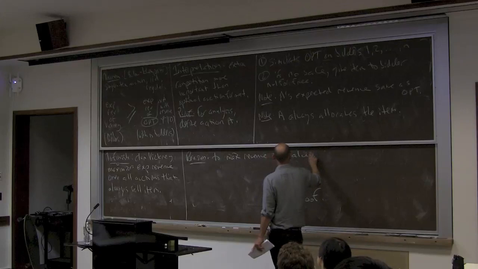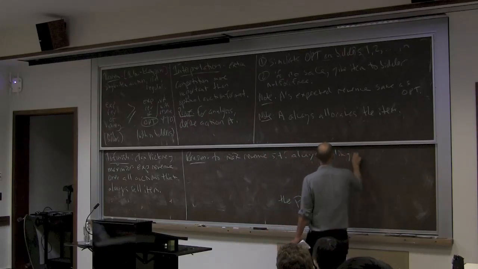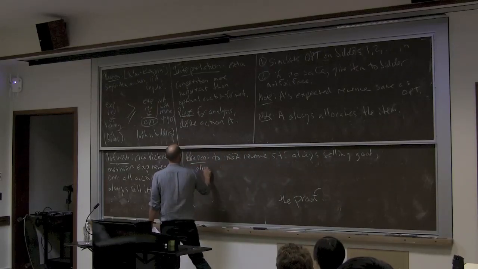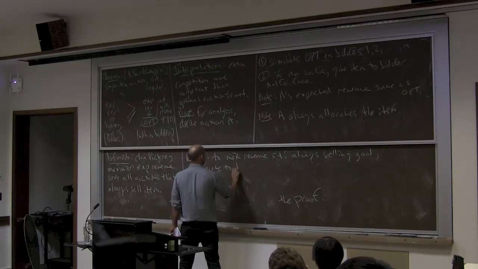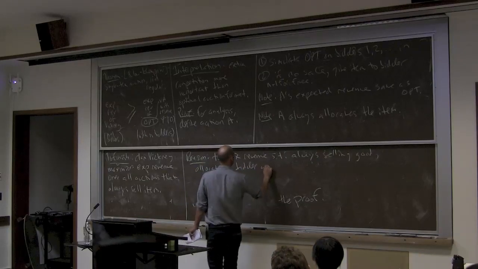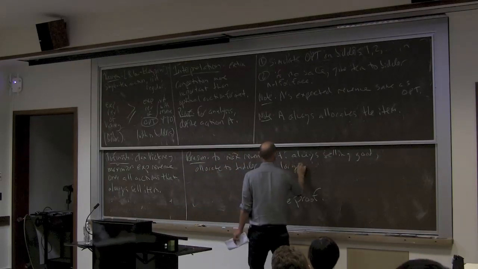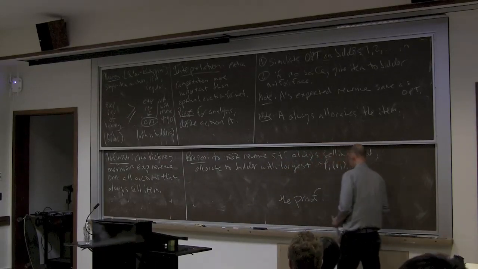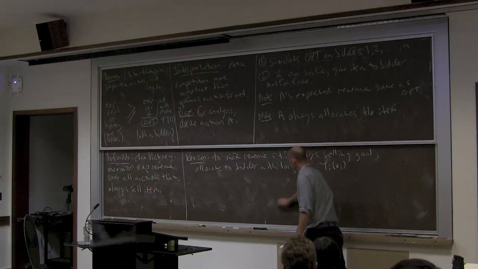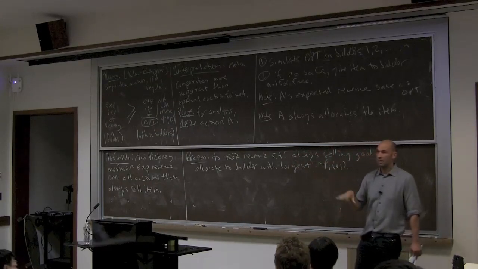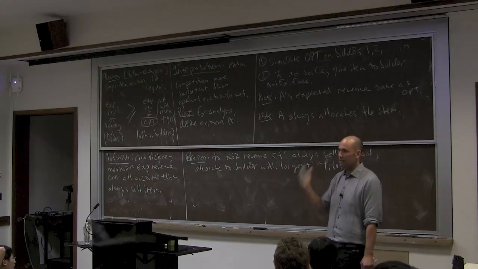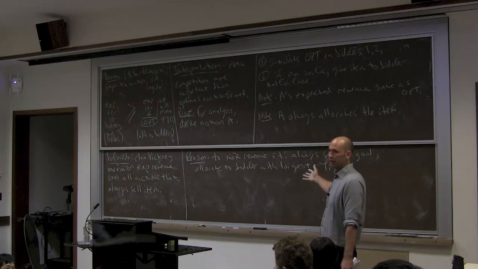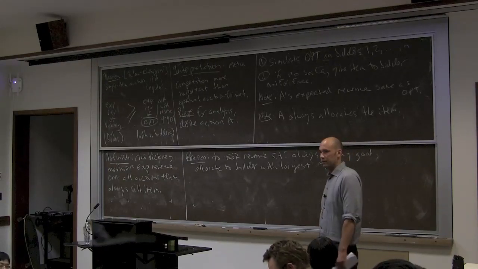So if you want to maximize revenue subject to always selling the good, allocate to the bidder with the largest phi_i of v_i, even if this happens to be negative. That's just from the very first thing we said at the beginning of the lecture: whatever your problem, you want to maximize virtual surplus. It's regular, so we can do it point-wise. So this is what it says to do.